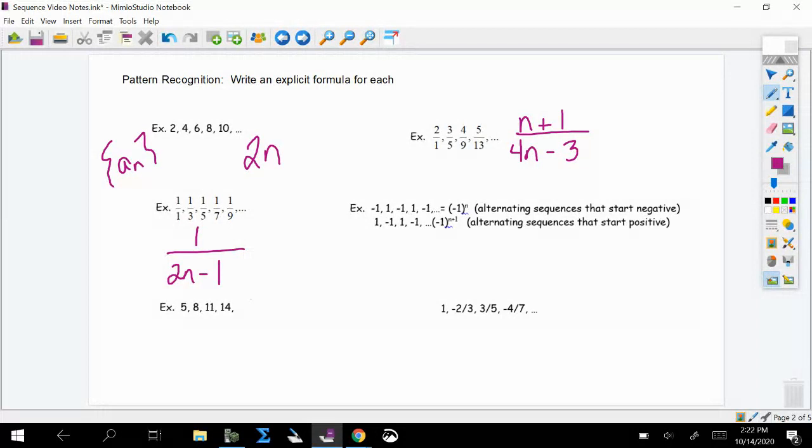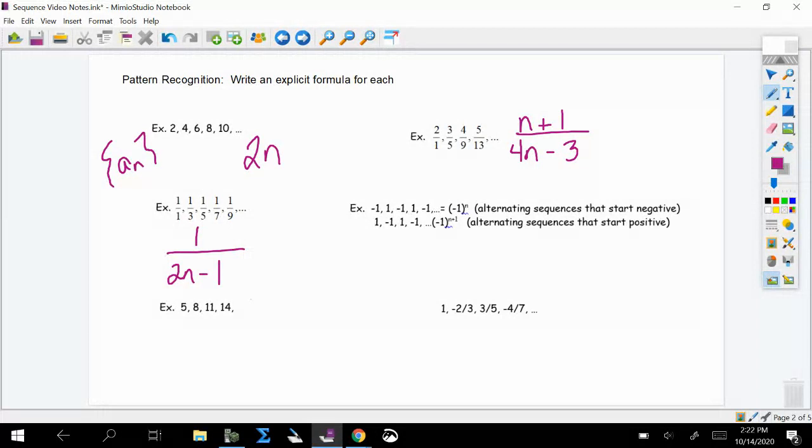If I want my first term to be positive, I still have the -1, but now my power is n plus 1. So now when I put a 1 in, I end up getting a second power. So my first term actually ends up with an even power and it ends up positive. So anytime you're looking at a sequence that is going to alternate, meaning starts positive, negative, or negative, positive, that's how we indicate that. We use the -1 and then have the appropriate exponent.